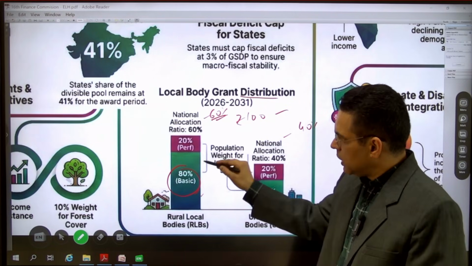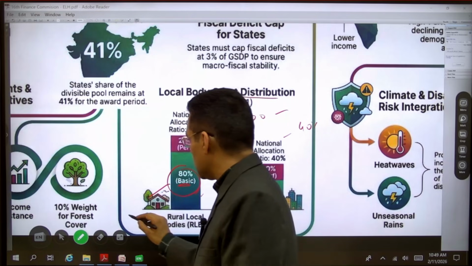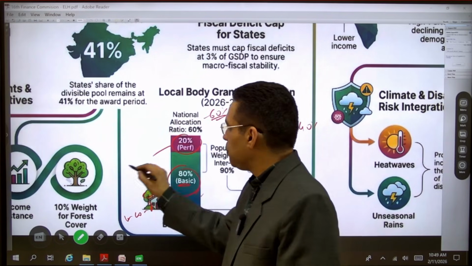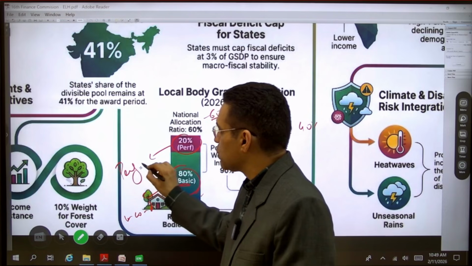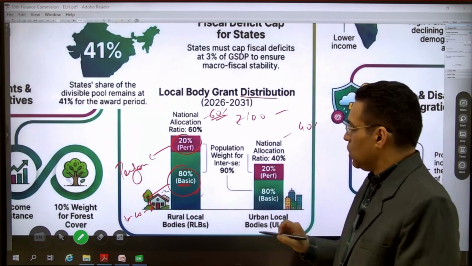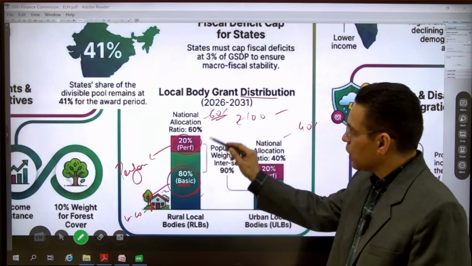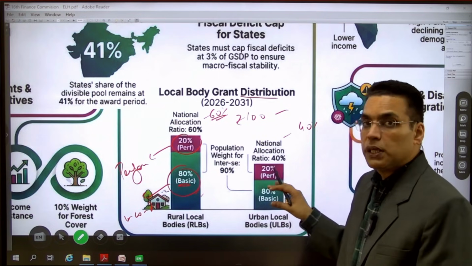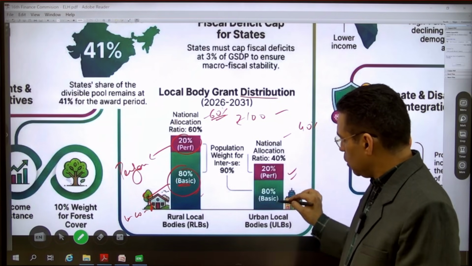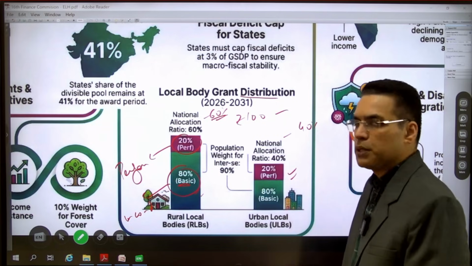Out of the 60%, 80% will be based on the basic approach, which means these are unconditional grants. But 20% would be based on performance, which means the states which are performing better should be given incentive based on this. So that is how it can be understood, these are the allocation criteria for grants. Now here again UPSC might ask questions. Similarly, in the urban local body you have 80-20 here also, 20% performance based and 80% basic.